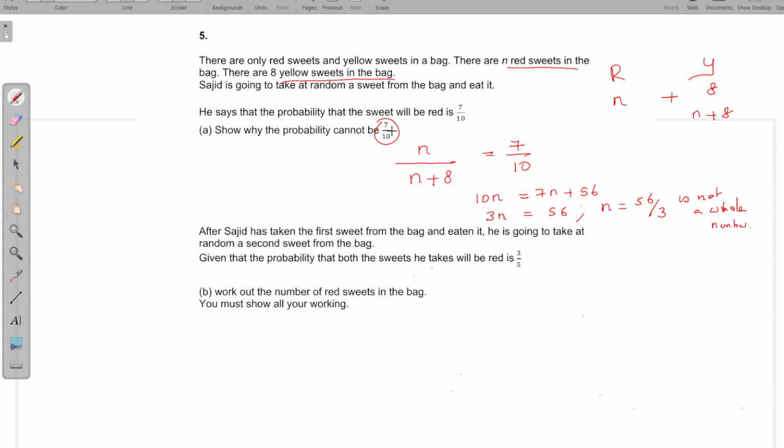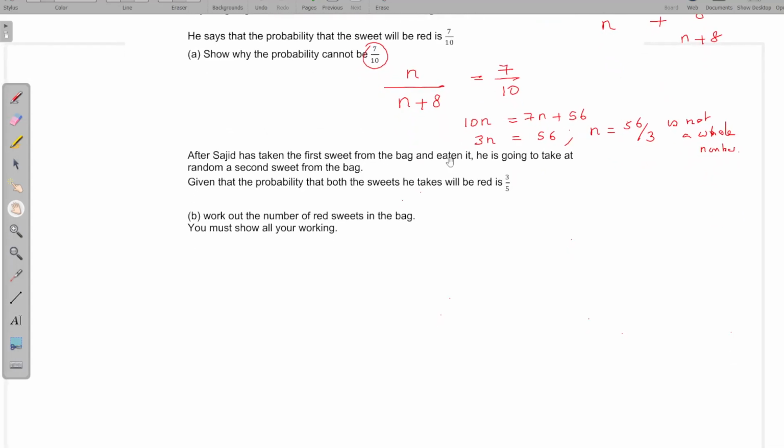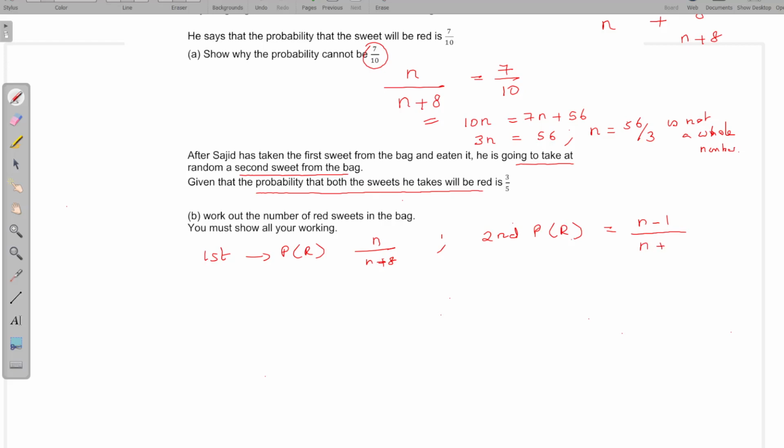Next part. After Sajid has taken the first sweet from the bag and eaten it, so he's not replacing it, he is going to take at random a second sweet from the bag. Given the probability that both sweets he takes will be red is 3/5, work out the number of red sweets. Similar to the first one, we don't even have to draw the tree diagram now, because you know the probability of taking the red sweet first time. So first time taking a red is n over n plus 8. Second time taking a red, it has gone down by 1: n minus 1 over n plus 8 minus 1, which is n plus 7. So now along the branches you multiply n over n plus 8 times n minus 1 over n plus 7 is 3/5.